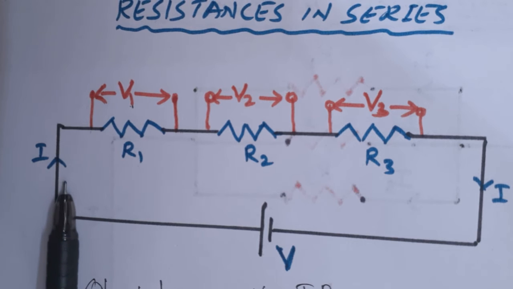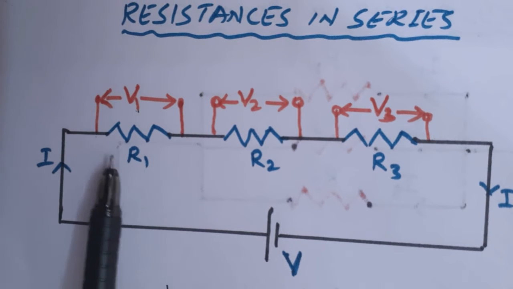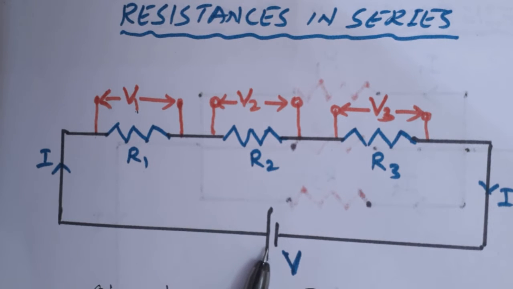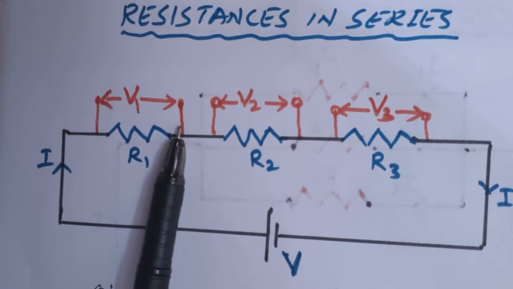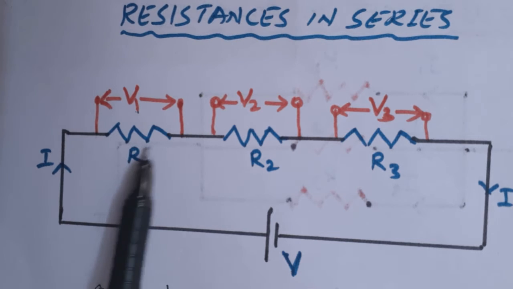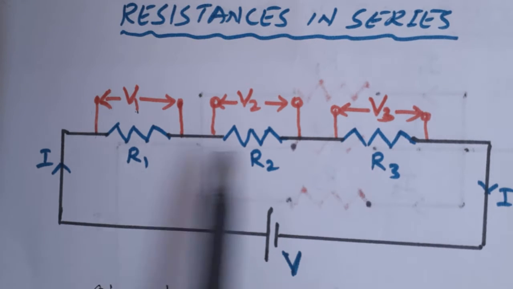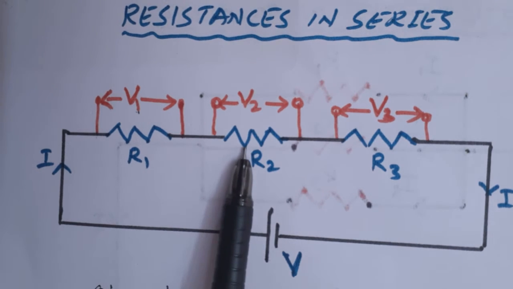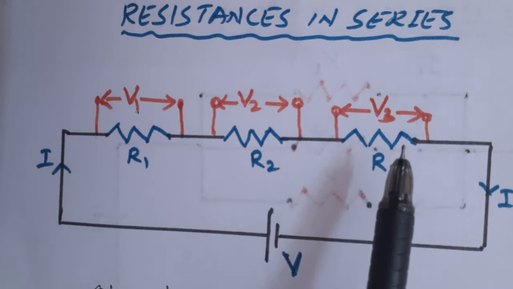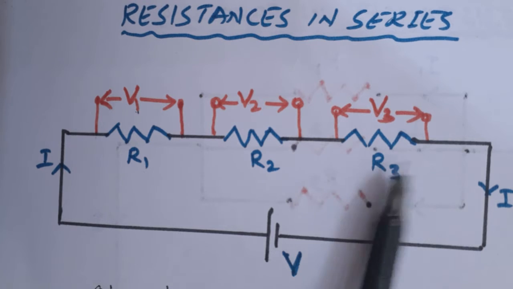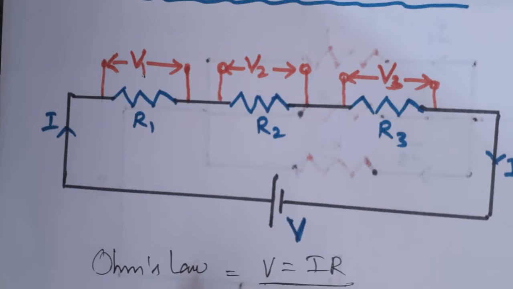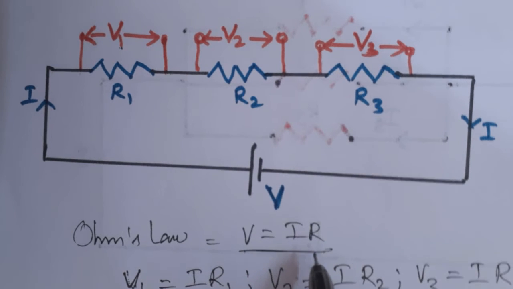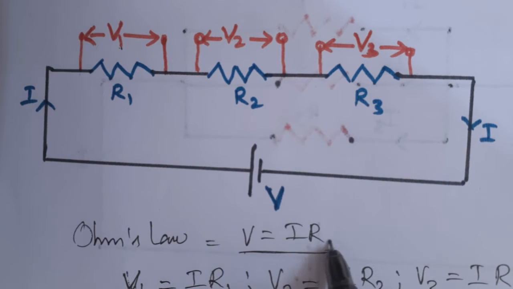Now let I be the current passing through it. When current passes through each resistor, there is a potential drop across each resistor. The potential drop is observed in R1, R2 and R3. So what is the potential difference across R1, across R2 and across R3? We know very well Ohm's law. Ohm's law is V equal to I into R.